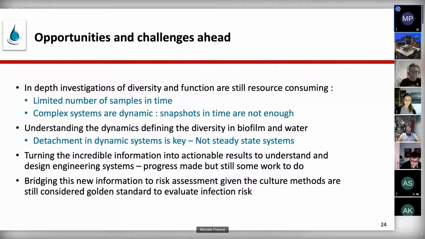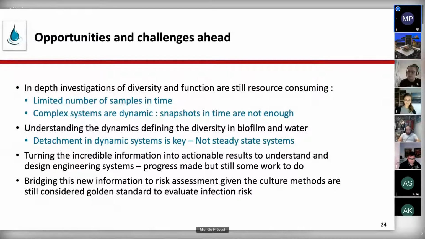Understanding the dynamics, defining the diversity in biofilm and water. In water systems, to me, the detachment part is poorly defined, and we look at the communities in water and the communities in biofilm. We can't really understand what goes on between the two and the rate of detachment versus growth. These are not steady state systems. The water demand in the system changes all the time, depending on the users' demand profile. So this is, to me, something that is really important for the future, and hopefully all of these tools will help us understand this.